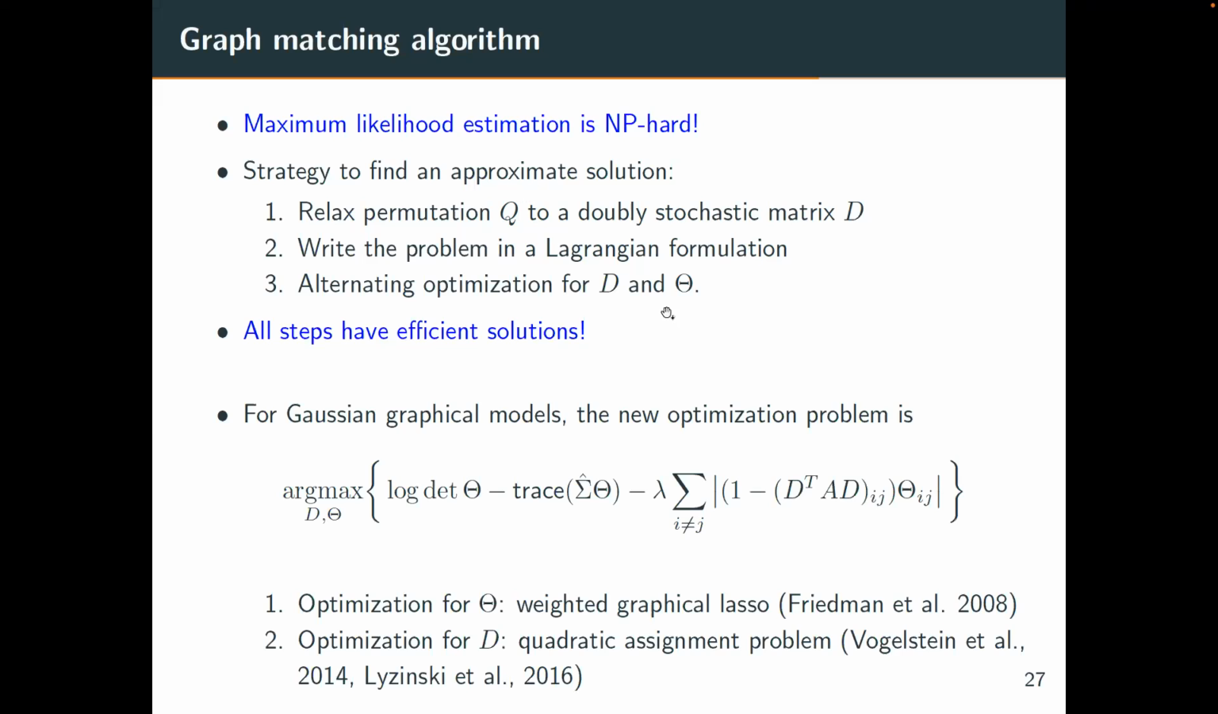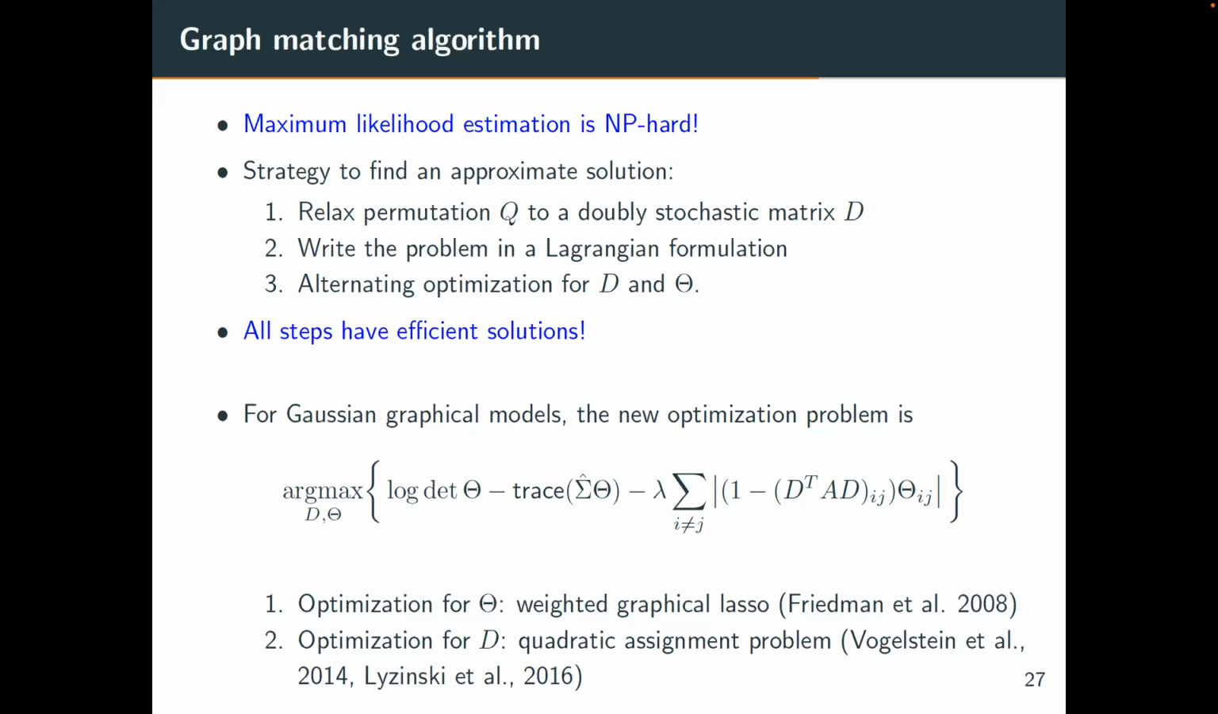It turns out that solving this problem is actually not that hard, as long as we relax it, because one of the steps is going to be equivalent to the Gaussian graphical model approach with the graphical lasso. Essentially, this is the log likelihood of the data, and then some penalty that penalizes with the L1 norm some of the entries of theta, like in the graphical lasso. And then the other part is just the quadratic assignment problem that I mentioned at the beginning, which can still be solved efficiently.